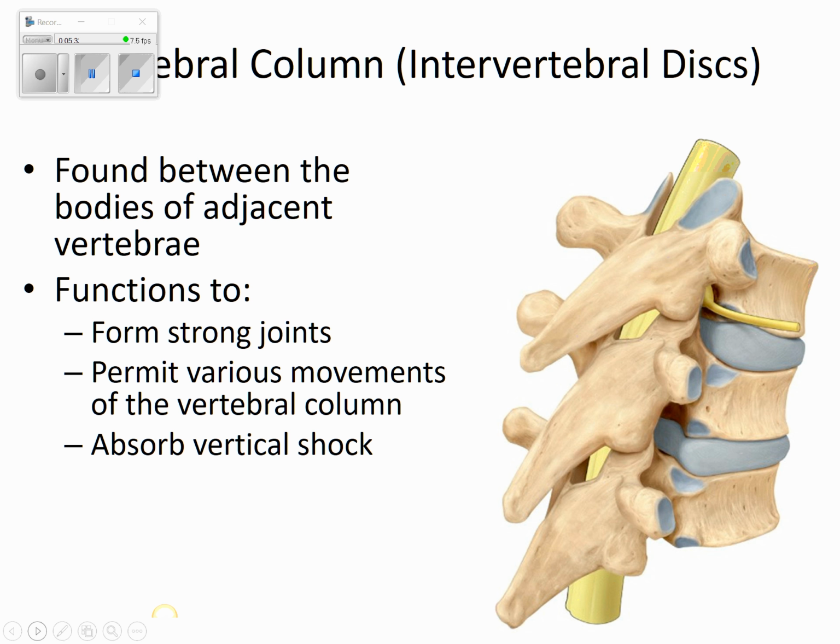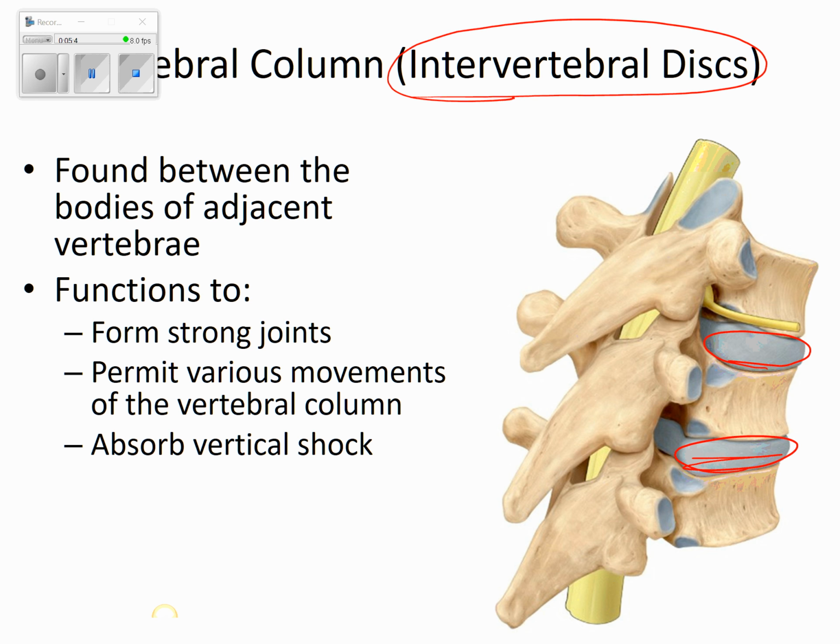Vertebral column, referring to the intervertebral discs. These are discs here. You look on the picture here. They're found between the adjacent bodies of your vertebra. So this is your vertebra one, here's another vertebra, and here's another vertebra. And the gray area in between here, these are going to be your intervertebral discs.